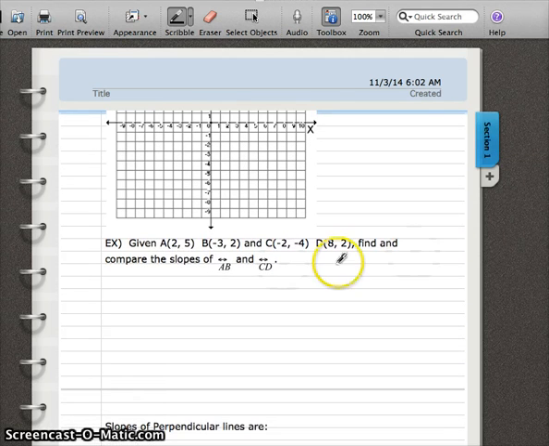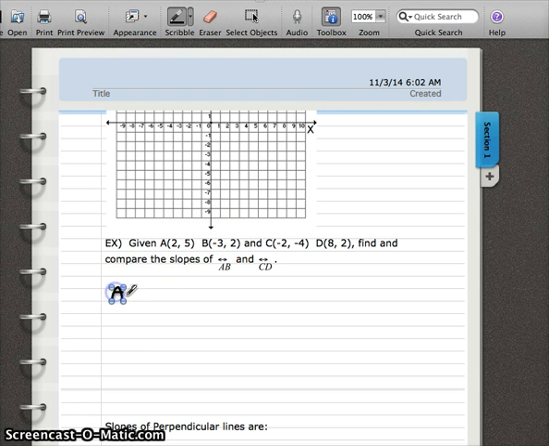Use this example. We're given the coordinates for A and B, and we're going to find the slope of line AB. Then we'll use the coordinates C and D to find the slope of line CD. We'll compare the two slopes and try and figure out this special relationship. To find the slope of line AB, we're going to use our slope formula. We'll find the difference in the y coordinates over the difference in the x coordinates.